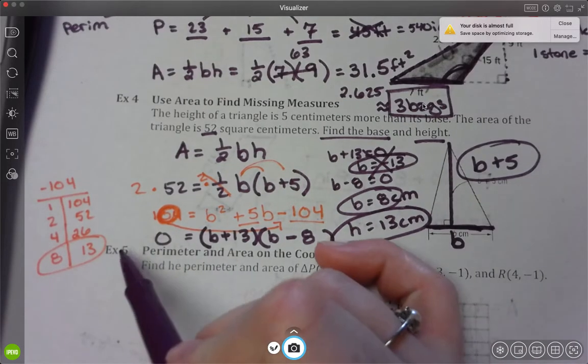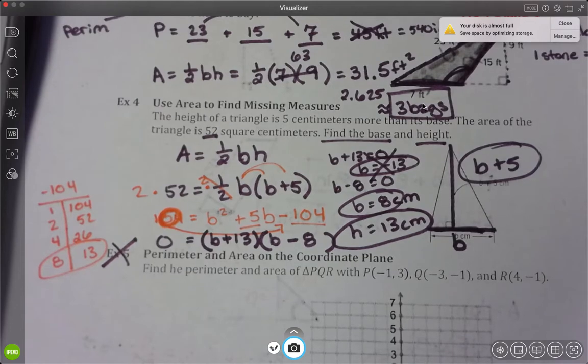All right, I'm going to go ahead and skip example 5 because I think you guys kind of get the idea. And that'll be it for 10-1.